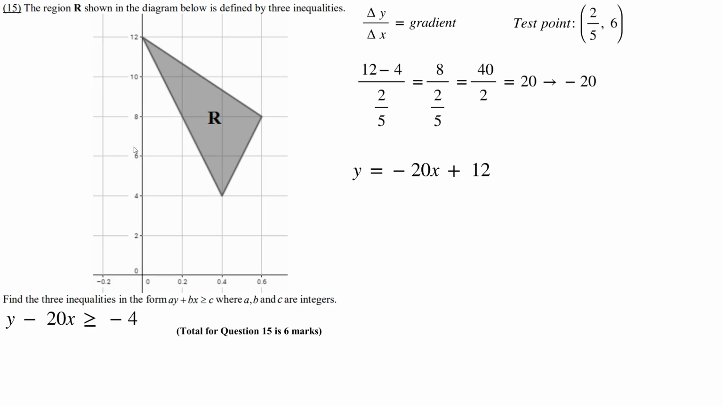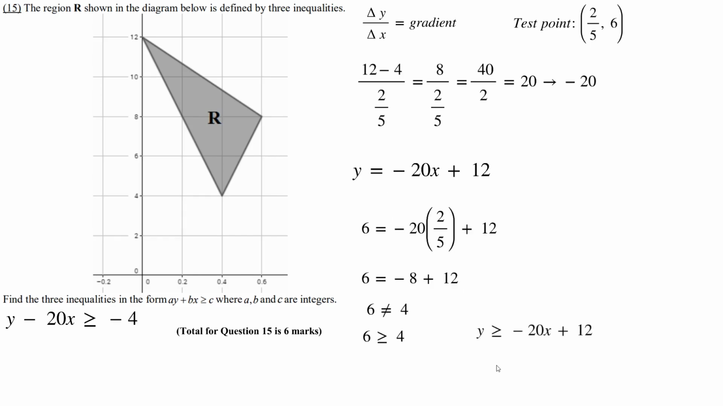We'll use the same test point again. We'll use this one, a point that's definitely in the region. Just plug these values for x and y in, and simplify to get that. So we're saying that 6 equals minus 8 plus 12, which is 4. So 6 equals 4, it's not the case. So 6 is larger or equal to 4, remember, because it's not a dashed line. Then plug that symbol back into there and put it in the form. So add 20x: y plus 20x is greater or equal to 12.